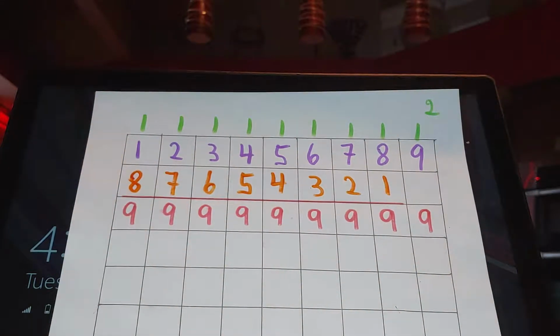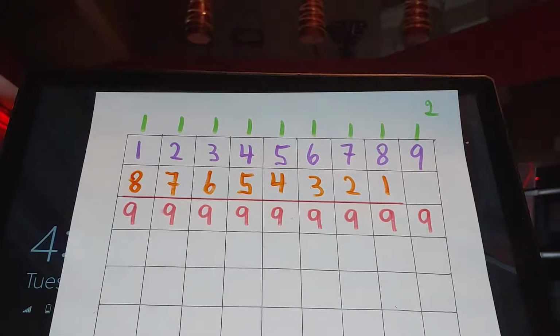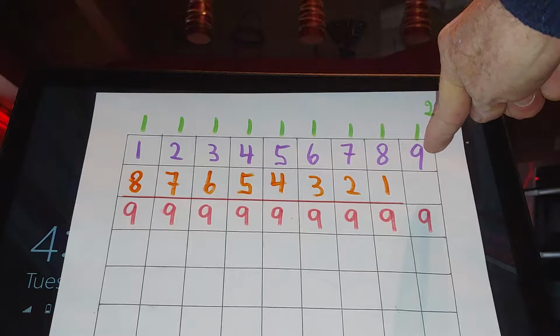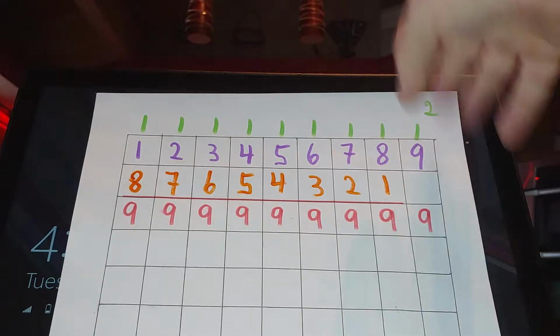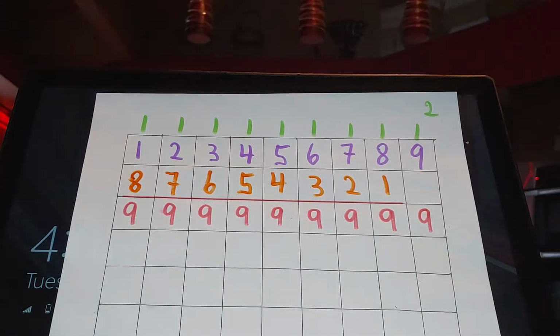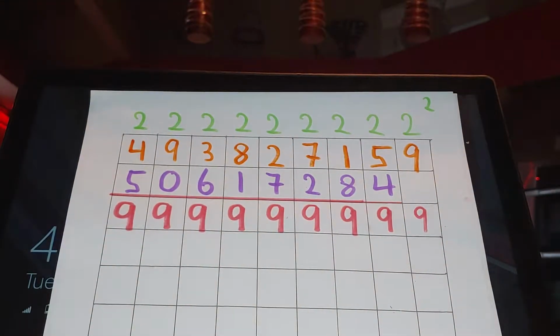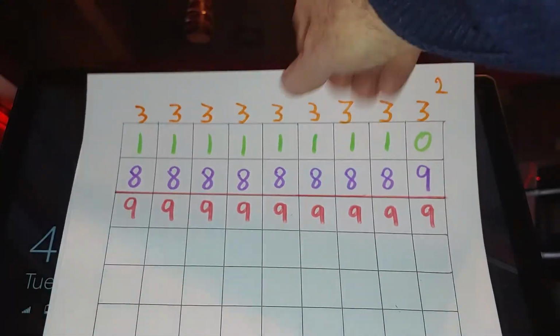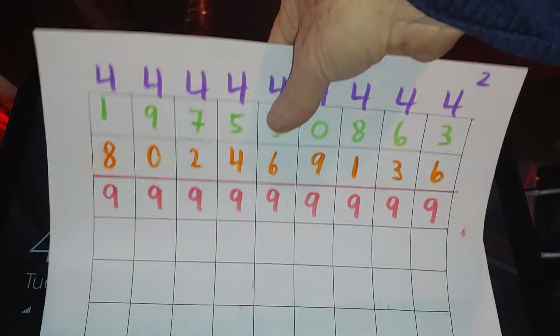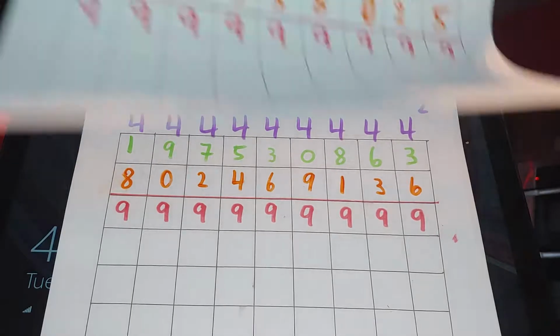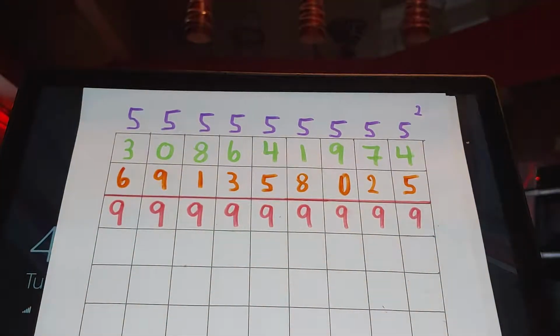111,111,111 squared gives 1, 2, 3, 4, 5, 6, 7, 8, 9, 8, 7, 6, 5, 4, 3, 2, 1. They add to a 9. And that will work with all of the others. So we just quickly show you that that's a fact. We don't have to look at them because we already know that they're going to come out to 9. And having done that, we'll go to the next part.